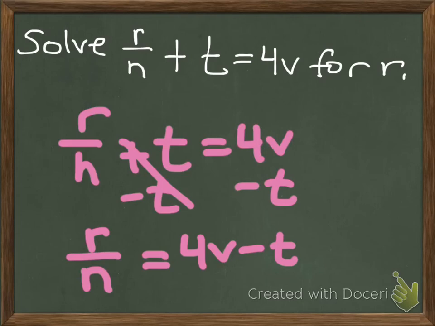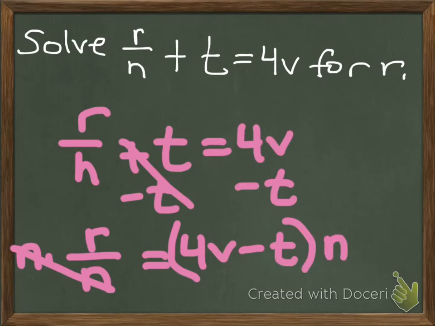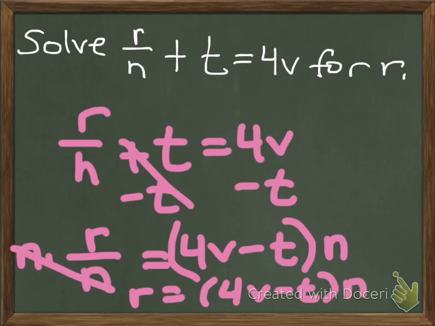Since we need to cancel out the n, we need to multiply, since that is r divided by n, and we multiply on the other side by n. Since there was already a grouping on the right side, we need to group that together in parentheses to say that it's multiplied by n. So our answer would be 4v minus t in parentheses times n.